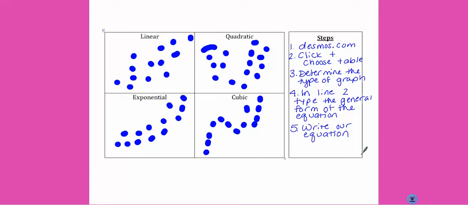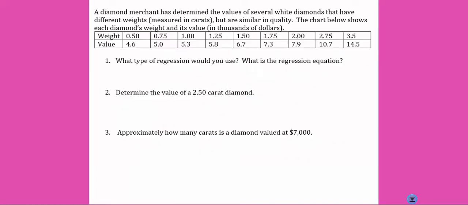So let's look at our example. A diamond merchant has determined the values of several white diamonds that have different weights, which are measured in carats, but are similar in quality. The chart below shows each diamond's weight and its value in thousands of dollars. So here's the weights and here's the values. We're going to determine which regression to use, write the equation, and then use that equation to solve some questions.